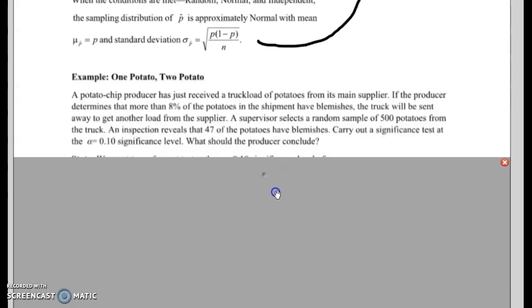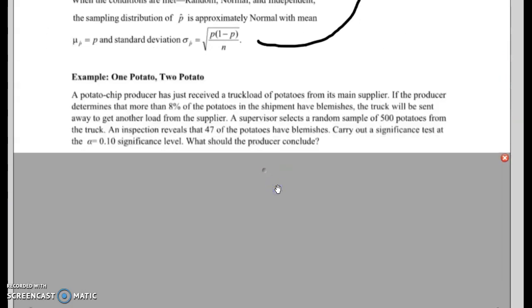All right, here's an example about potatoes. A potato chip producer has just received a truckload of potatoes from its main supplier. If the producer determines that more than 8% of the potatoes have blemishes, the truck will be sent away to get another load from the supplier.